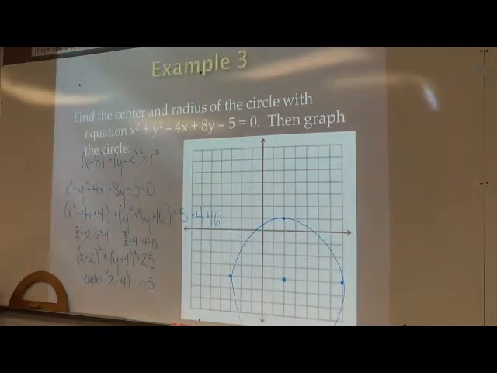So with this one, again, same idea that we did yesterday with parabolas. The only difference is this time we have to do it twice. One for the x, one for the y. So you group all the y terms, group all the x terms, complete the squares, add those to the other side, and simplify. And that's going to get you the equation of a circle.